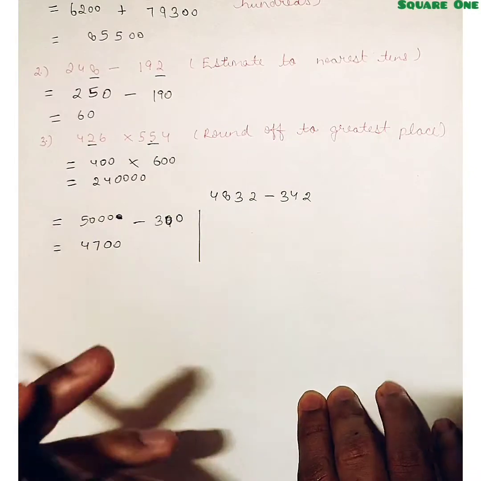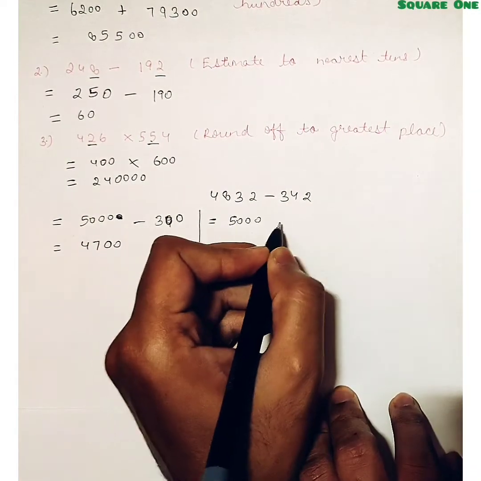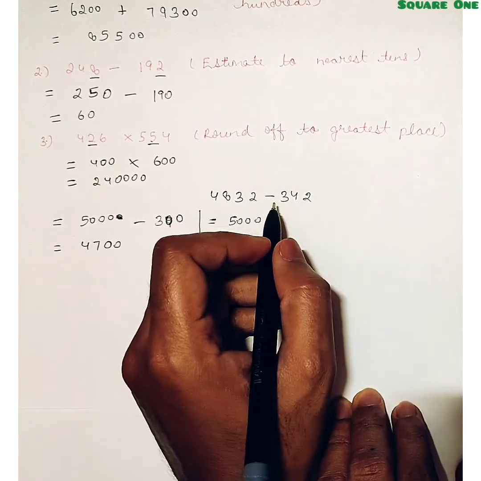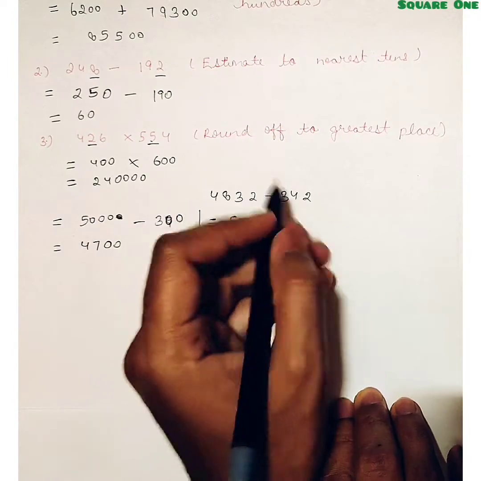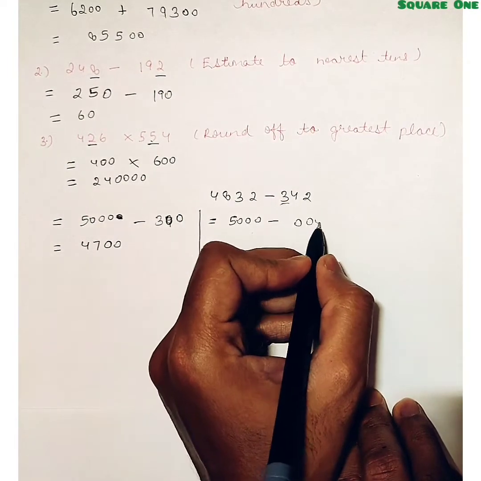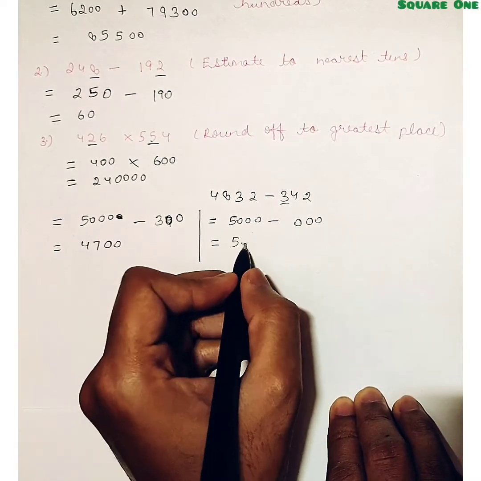Okay. Now suppose I had decided to round off this number to the thousands place and this number also to the thousands place. Then the solution will be 5000 again, but here we have hundreds place as the greatest place and you decide to round this off to the thousands place. That means you have to look at the hundreds digit. And this 3 will become 0. All of this number will become 0 and 5000 minus 0 will still be 5000.